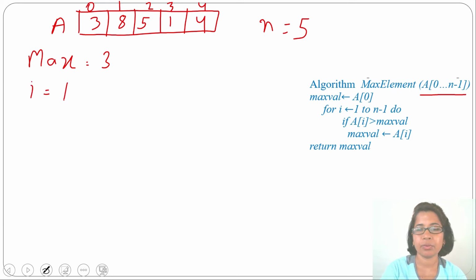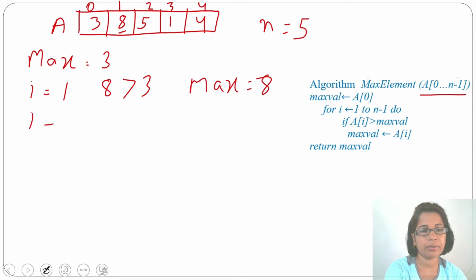For I equals 1, we'll compare if A[i] is greater than max value. What is A1? A1 is 8. Is 8 greater than 3? If yes, then max value will be assigned A[i]. So now max value will be 8.